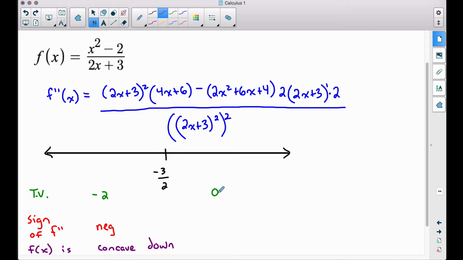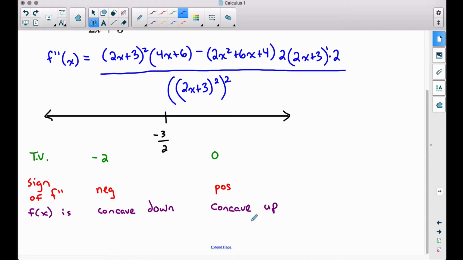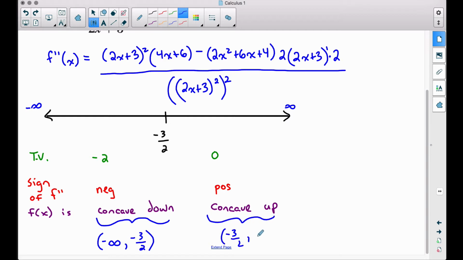Repeating this process for 0, if you plug 0 into this function, you would end up getting a positive answer, which implies f of x is concave up. So therefore, f of x is concave up for values of x greater than -3/2. So therefore, listing our answers in interval notation, f of x is concave down from -infinity all the way up to -3/2, and we do not include -3/2. And f of x is concave up from -3/2 to +infinity.